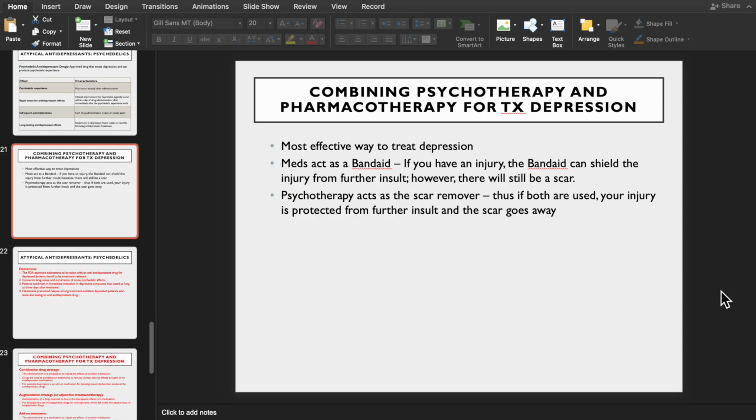The most effective way to treat depression is combining therapy with drugs. That's if drugs is even needed. Drugs act as a band-aid. If you have an injury, the band-aid can mostly protect the injury from further insult, but there will still be a scar because there's nothing to protect the injury long term. So sometimes a band-aid and something else is needed for long-term benefits. Psychotherapy acts as the scar remover. Thus, if both are used, your injury is protected from further insult and the scar goes away.